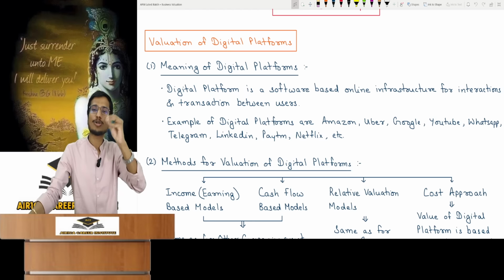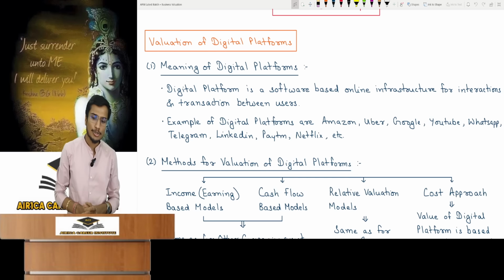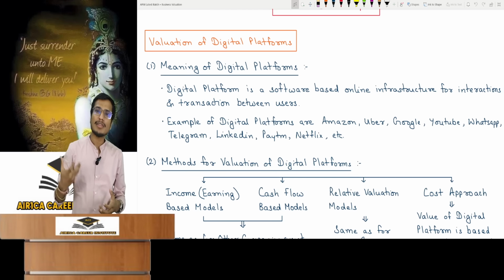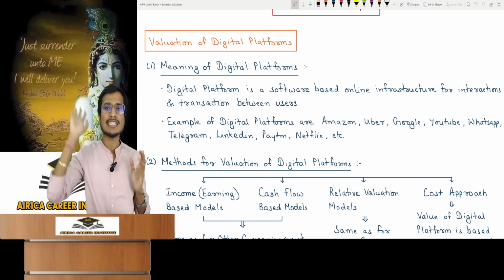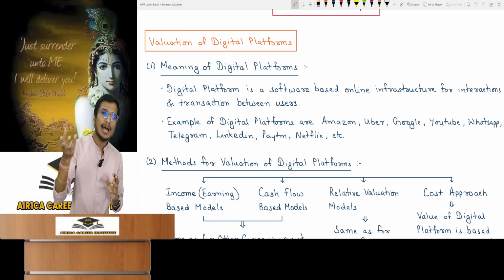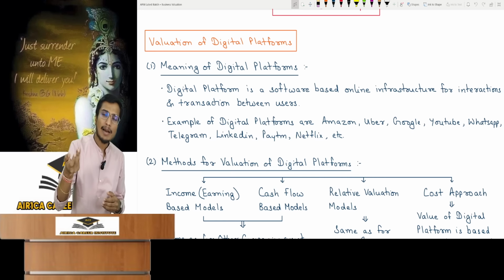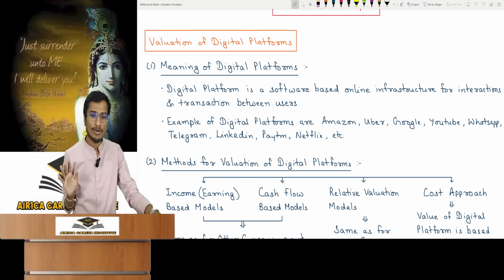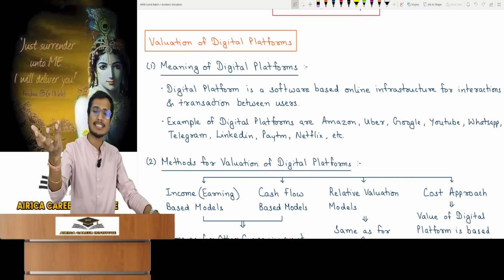Some examples to get more clarity. You will get clarity from the examples. For example, Amazon, Uber, Google, YouTube, WhatsApp, Telegram, LinkedIn, Paytm, Netflix. These are digital platforms. Amazon's online platform offers products. You place orders, create accounts, and all tasks are done digitally. Similarly, Uber is an online platform. You go to the app. If you want to book a cab, you book a cab. Similarly, Telegram is an online platform allowing users to chat or video call through their numbers. After this, Paytm for online transactions like UPI, etc. Netflix has so much content of movies, web series, consume as much as you want.